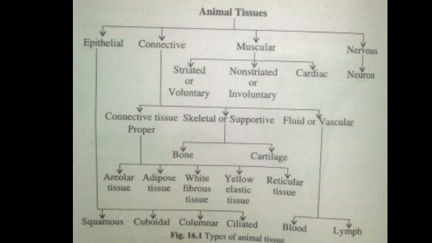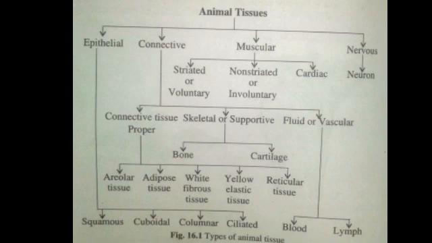Okay. And the second one is the connective tissue, which is divided into proper connective tissue, skeletal connective tissue and fluid or vascular connective tissue. The proper connective tissue is again divided into areolar tissue, adipose tissue, white fibrous tissue and yellow elastic tissue, and the last one is the reticular tissue. This is all about the division of the connective tissues of the proper type.